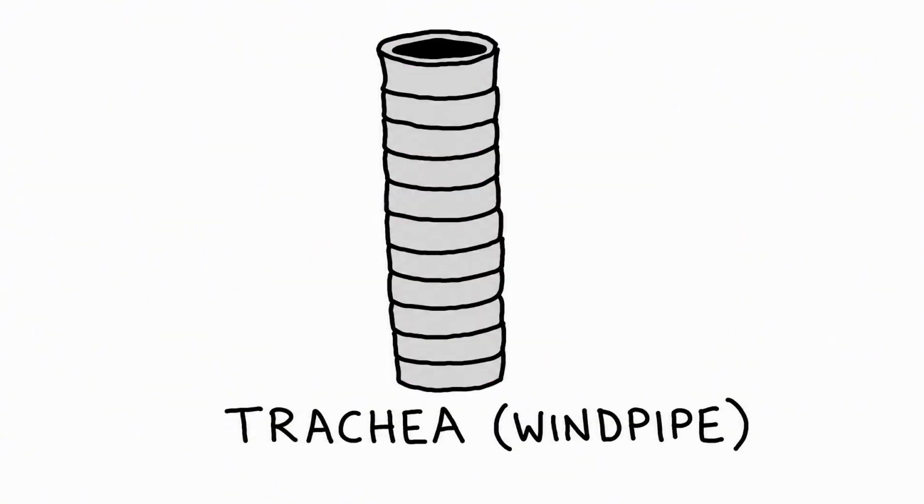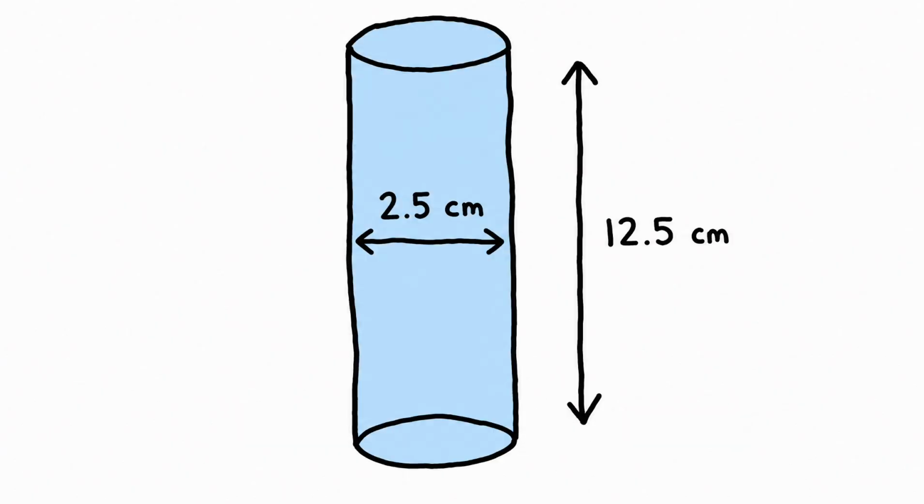So the trachea, also known as our windpipe, is this flexible cylindrical tube around 2.5 centimeters in diameter and 12.5 centimeters in length. There we go. The diameter is this way.